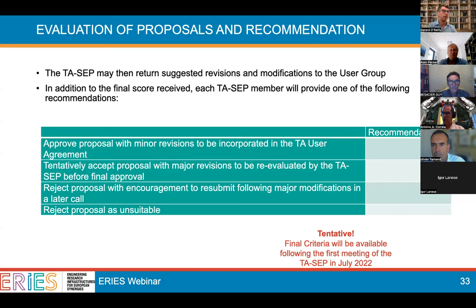So the actual idea of how this process will work and how the panel will decide these things will be clearer in a few weeks. But again, this will be made available on the website. And the idea here with these two slides is just to give a flavor of what we have in mind, or the general idea of what we are thinking about doing inside the project.